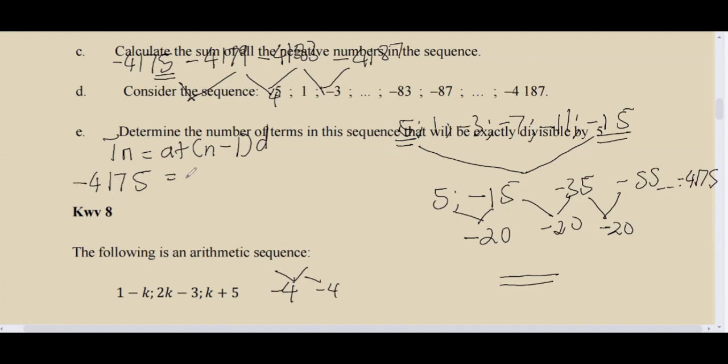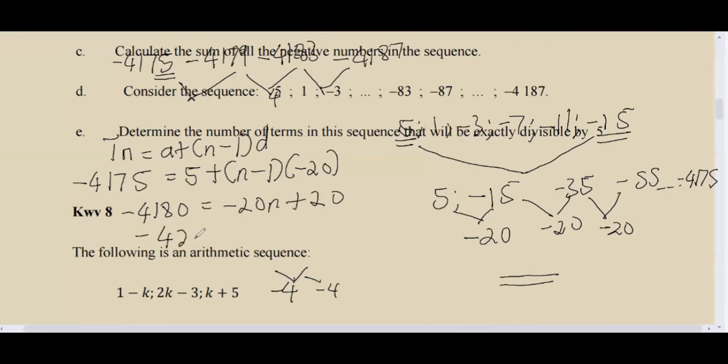So it's negative 4175. Then our a is 5. Remember, a from the new pattern that we've created, the pattern of all the numbers that are divisible by 5. So this is 5 plus (n minus 1), then our d is negative 20. Right. So we can take this and transpose it over to that side. That's negative 4175 minus 5. That's negative 4180 is equal to negative 20n, then plus 20. Now, if we take this positive 20 and transpose it over to this side, we end up with negative 4,200 is equal to negative 20n.